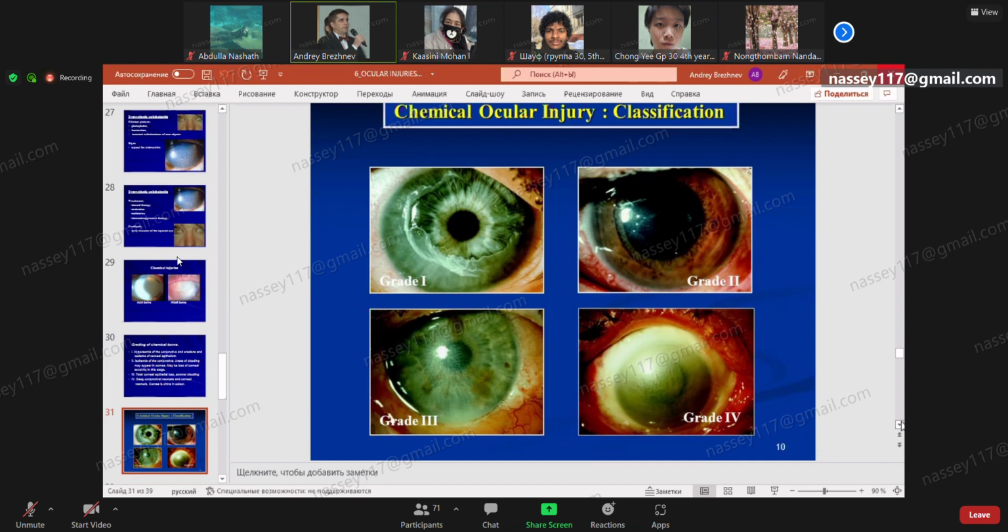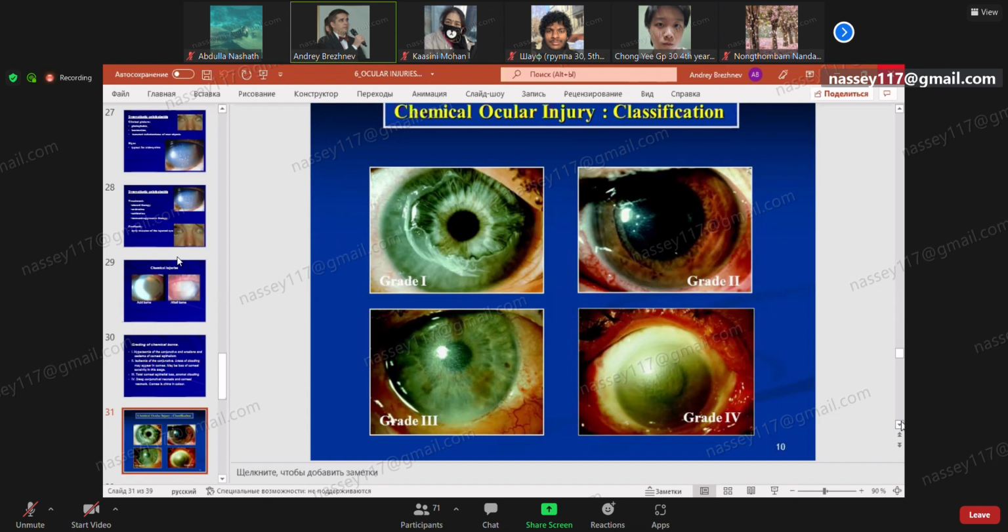Then grade 2, we can see ischemia of the conjunctiva. In the first stage the conjunctiva is hyperemic. In the second stage it becomes grayish and hemotic. Areas of clouding may appear in the cornea as the result of infiltration, and there may be loss of corneal sensitivity in this stage due to damage of the nerve endings in the cornea. The third stage, grade 3: total corneal epithelial loss and stromal clouding.